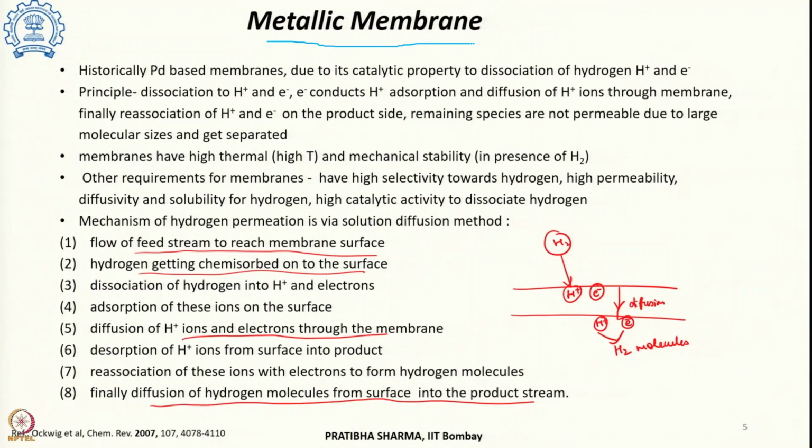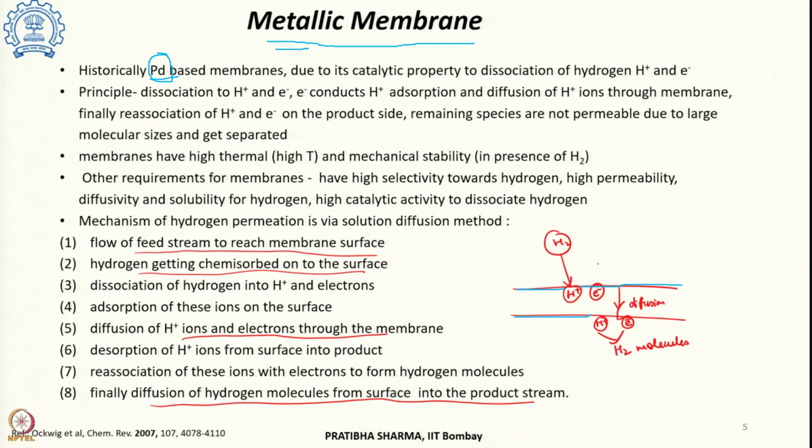This membrane material can be polymeric membrane material or metallic membrane material. What are the different metallic membrane materials? Palladium. Palladium is a very good membrane material. This is metallic membrane material. What is the working principle of palladium or metallic membrane material? This is the important working principle of metallic membrane.